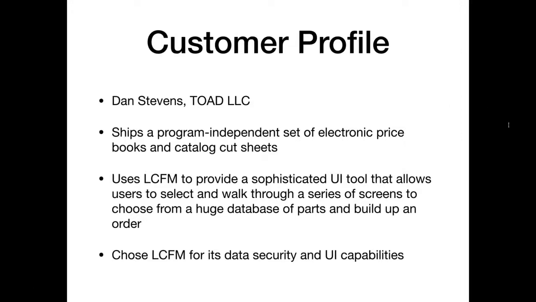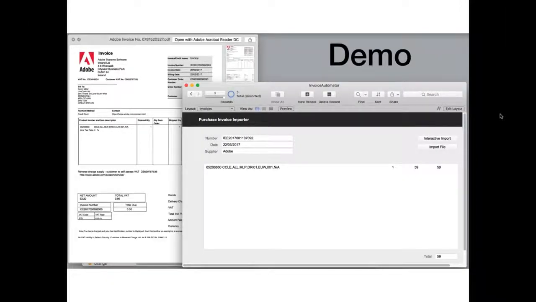And the other reason he chose it was for the data security capabilities. We've got really strong encryption built in, and that's something that he was using for part of the solution as well. So I'm going to give you a demo now of what this looks like. I'll start out in FileMaker.